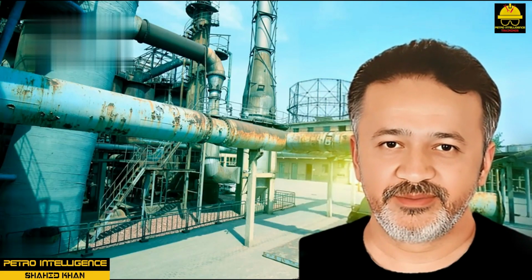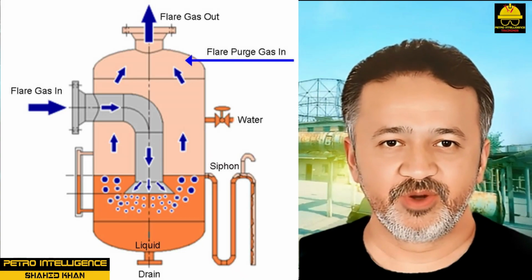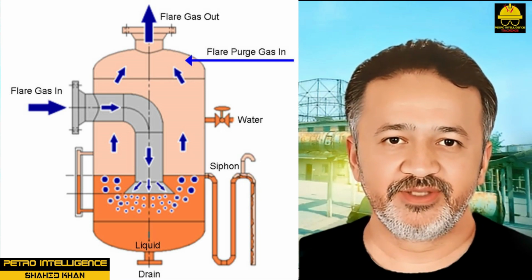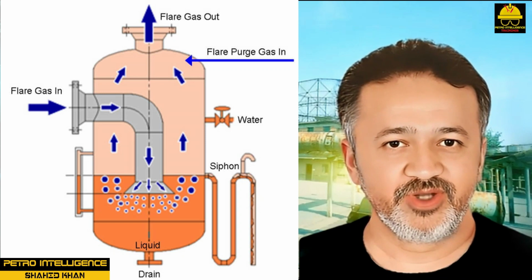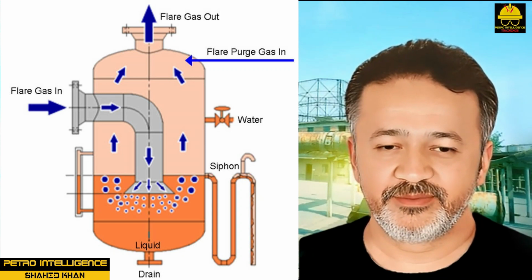Flare systems. Flare seal drum function. A nitrogen purge is maintained on the flare headers to avoid explosive mixtures in the flare lines. Nitrogen and natural gas connections are provided at the end of the header.